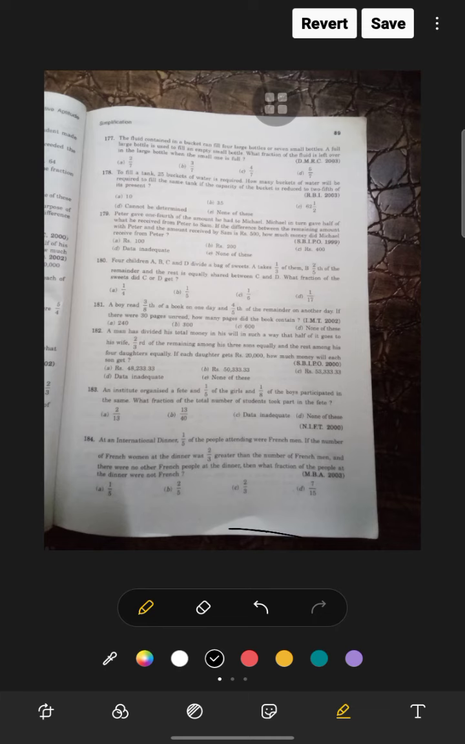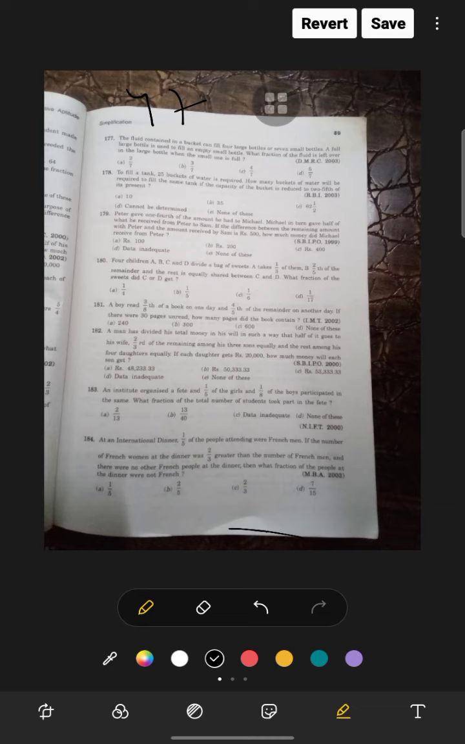A fluid contained in a bucket can fill 4 large bottles or 7 small bottles. So 4 are large and 7 are small bottles. A full large bottle is used to fill an empty small bottle. What fraction of the fluid is left over in the large bottle when the small one is full? So when the small one is full, what will be in the large bottle?